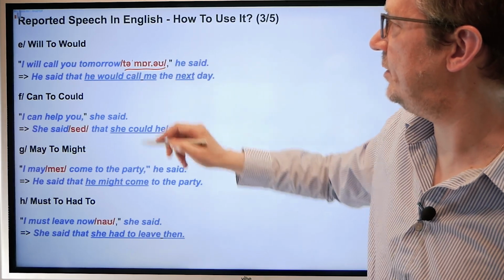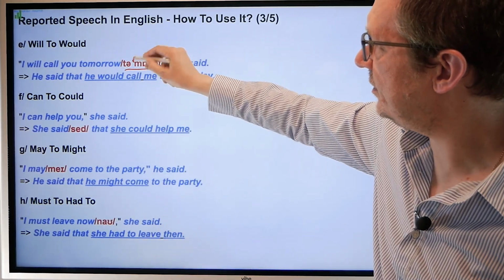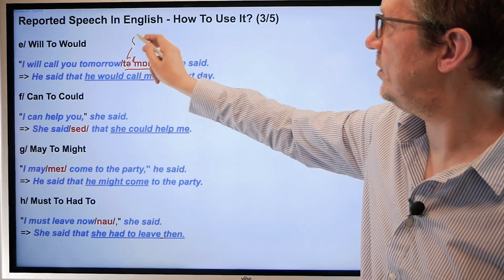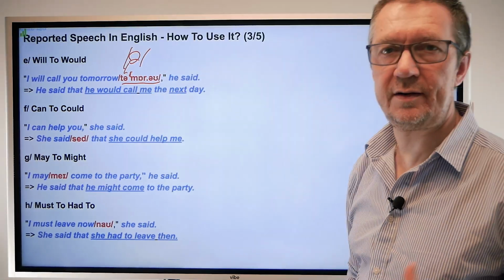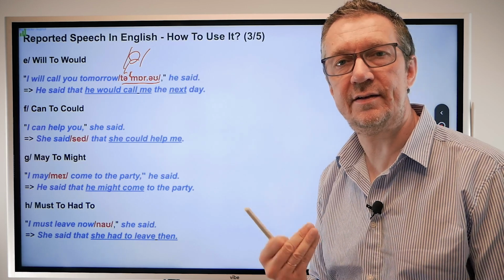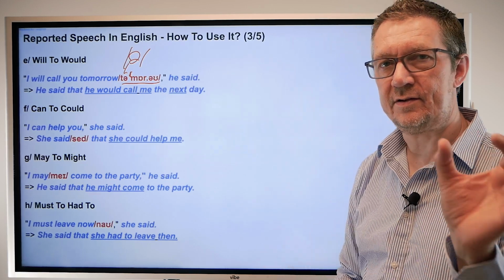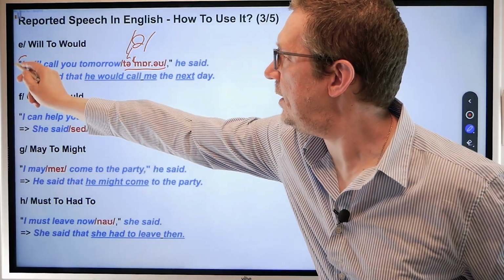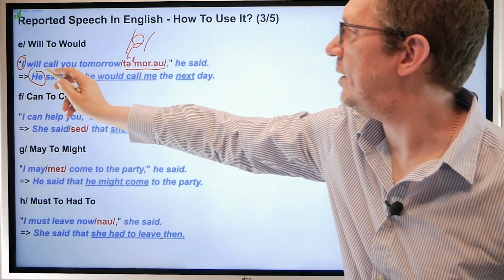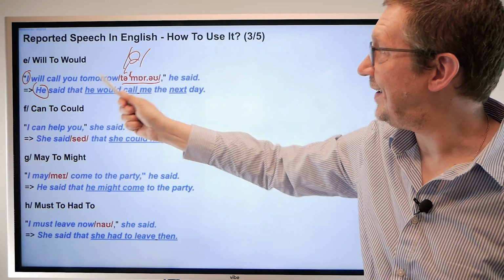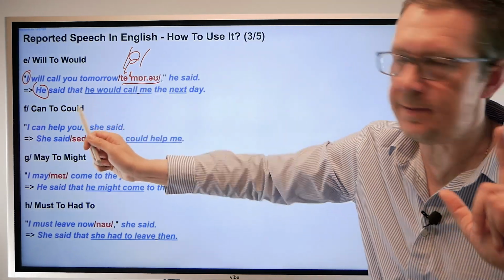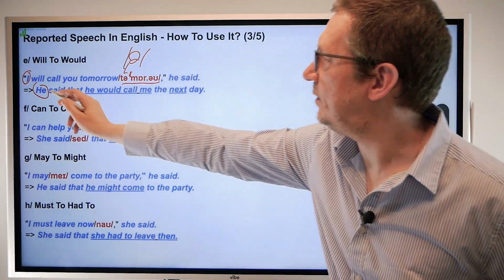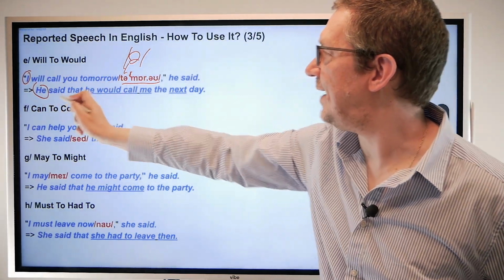So tomorrow, this pronunciation, let's just have a look. The stress is on the morrow, and this to is our schwa. And remember, this schwa sound happens when we don't stress a vowel, so tomorrow, because it's not the stressed part of the word. Okay, so what does it become? So I becomes he. So he said that he would call me the next day. Okay, so instead of I will call you, it's he said he would.